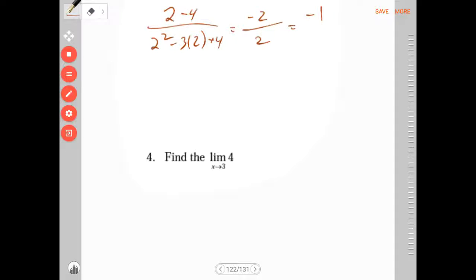And the last example for this part: find the limit as x approaches 3 of 4. Well, wait a second, 4 is a constant function. There is no x. If we have a quick sketch, and this is longer than it needs to be, the function 4 is just a horizontal line at y equals 4. So as x approaches 3, y is still 4. On a constant function, when there are no x's, the limit is just whatever the function is.